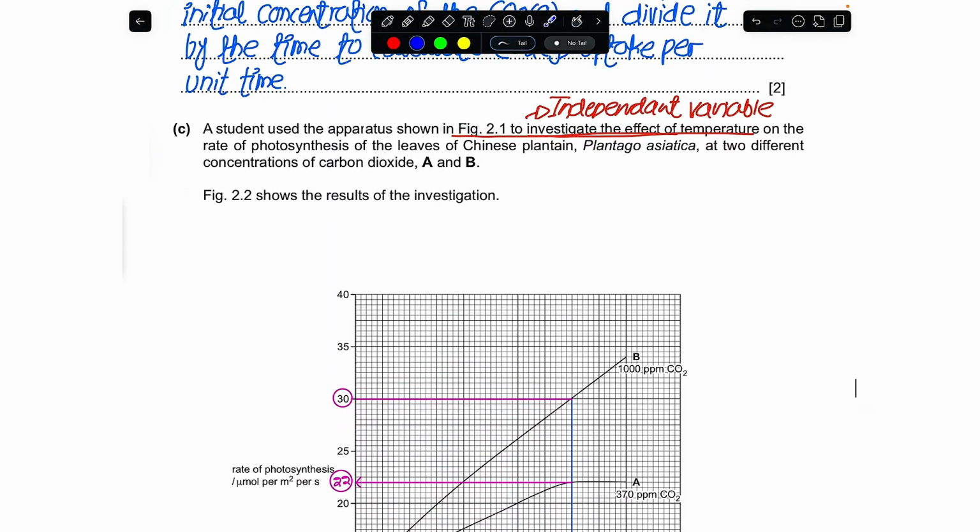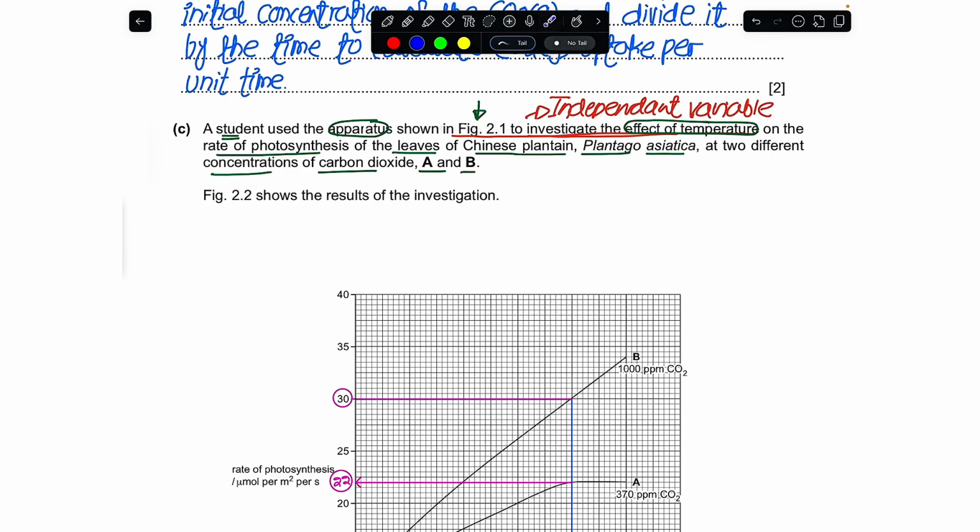If I were to take you to this part, they say that there is a student and he used the same apparatus which was shown above in figure 2.1 to investigate the effect of the temperature on the rate of the photosynthesis of the leaves of the Chinese plantain. The genus is Plantago and the species is asiatica, at two different carbon dioxide concentrations, A and B.